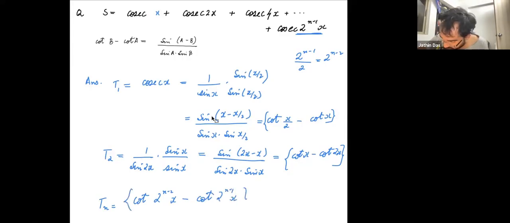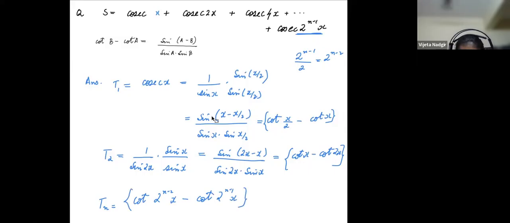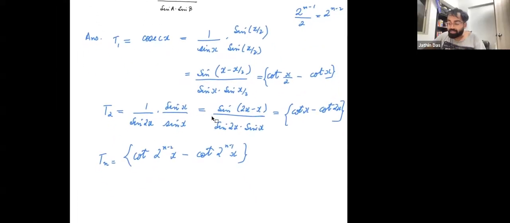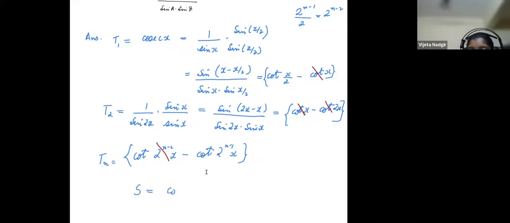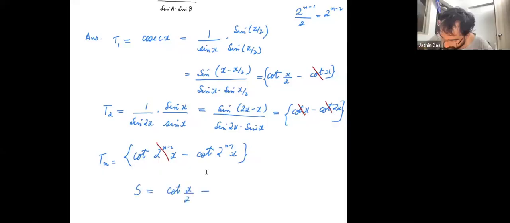I hope I'm making sense. Okay. Now which one will cut? Check in the second term. Which one will cut? The first term is getting cut. So what you get: cot x by 2 minus cot 2 raised to n minus 1 x. This is the answer.